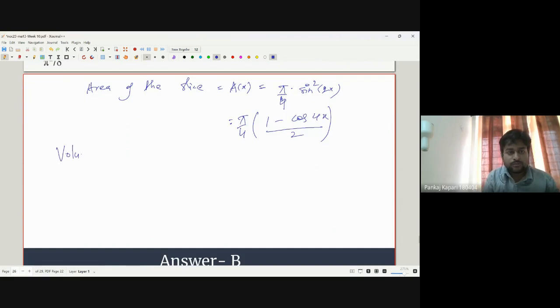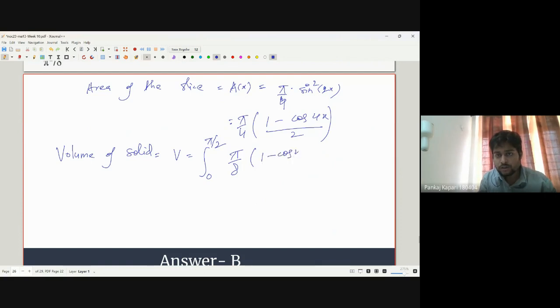So what is volume? So volume of solid, which is, let's write V, that is from 0 to pi by 2. So now your x varies from 0 to pi by 2. It's pi by 8. In the bracket you have 1 minus cos 4x dx. Okay, so pi by 8 outside, you can take it outside, and then you have integral to be x minus sine 4x divided by 4. This you have to take limit from 0 to pi by 2.